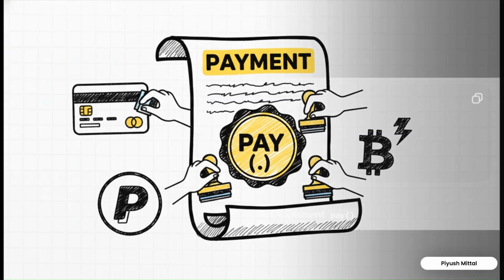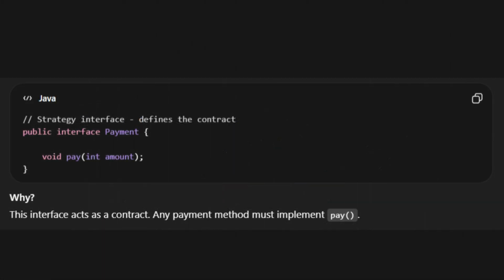In this case, it's an interface we'll call Payment. Think of it like a handshake agreement. It's super simple. It just says that any class that wants to be considered a payment method in our system must, no exceptions, have a pay method. That's the deal. So now we build our concrete strategies.